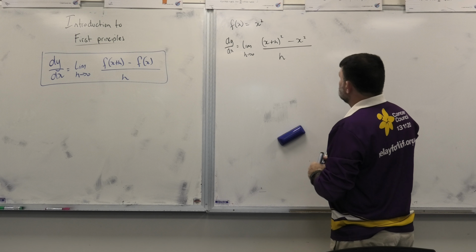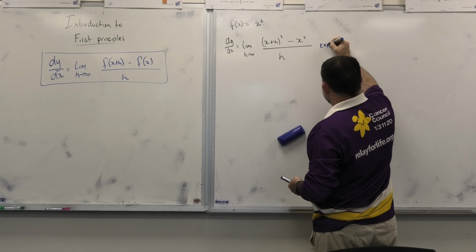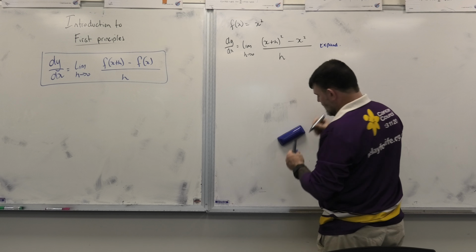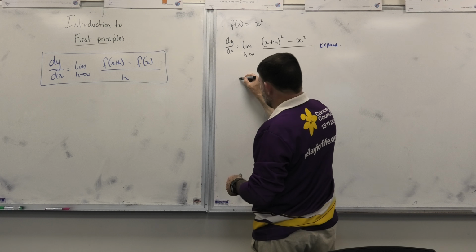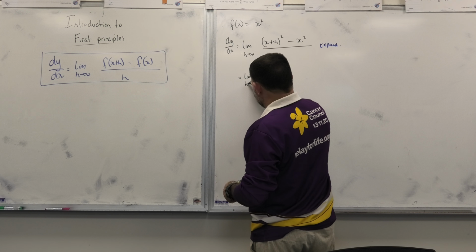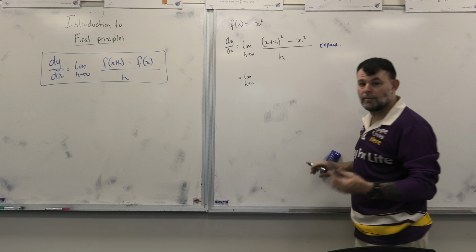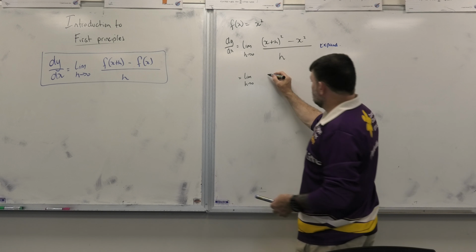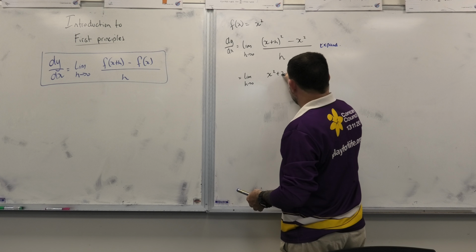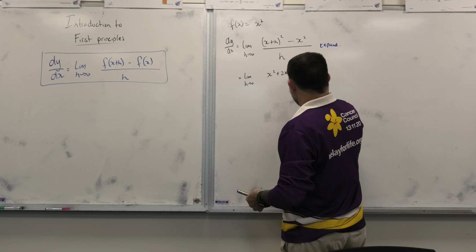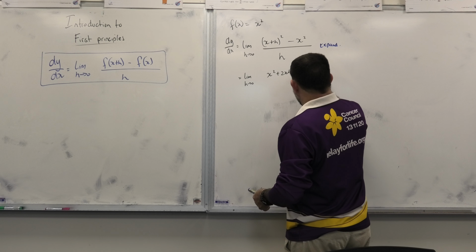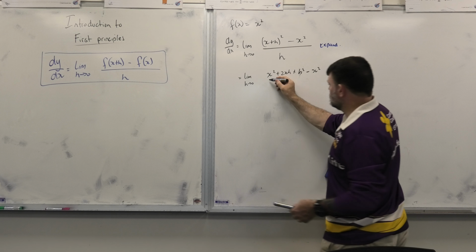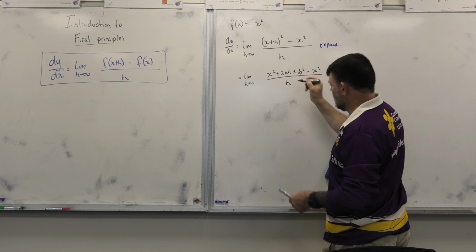Our next step is, if we can, we expand. Okay, so expand any brackets. So again, we write down here the limit as h approaches 0. Really important that we're writing that. We get x squared plus 2xh plus h squared minus x squared all over h.